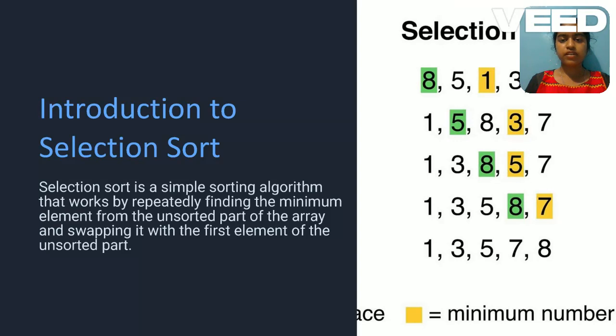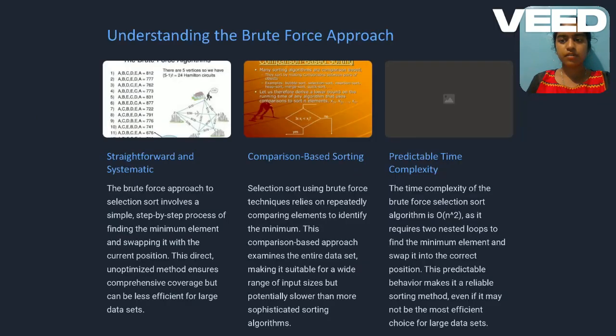I am Yashashwini S. In this video, I am going to discuss selection sort. Selection sort is a simple and efficient algorithm that works by repeatedly selecting the smallest or largest element from the unsorted portion of the list and moving it to the sorted portion of the list. This algorithm repeatedly selects the smallest or largest element from the unsorted part of the list and swaps it with the first element of the unsorted part. This process is repeated for the remaining unsorted portion until the entire list is sorted.